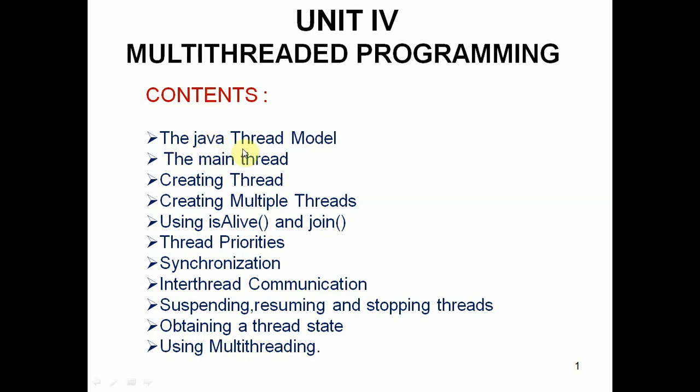These are the contents of this lecture. The first one is Java thread model, the main thread, how to create the thread or threads, and then creating the multiple threads using isAlive and join methods, then thread priorities, synchronization, inter-thread communication, suspending, resuming and stopping the threads, obtaining the thread state, and finally using the multi-threading. So these are the contents of this topic. We will see one by one.